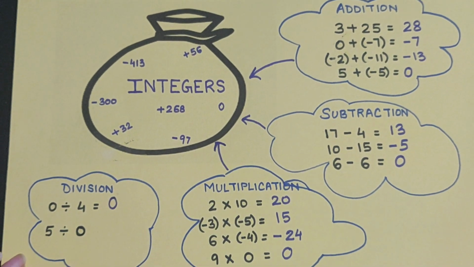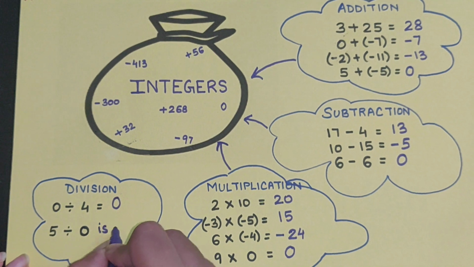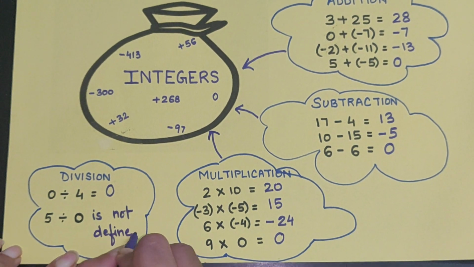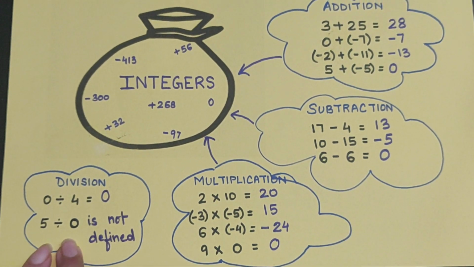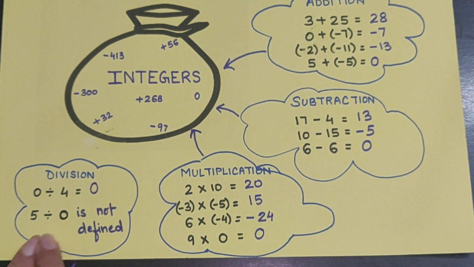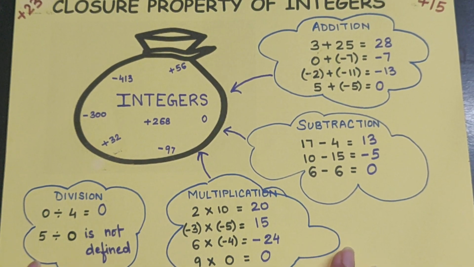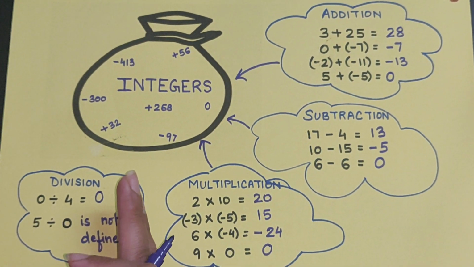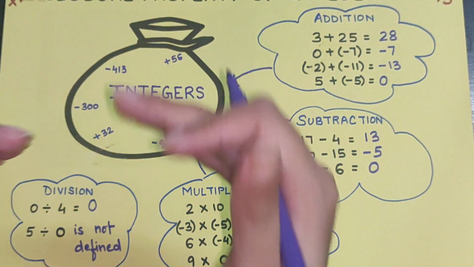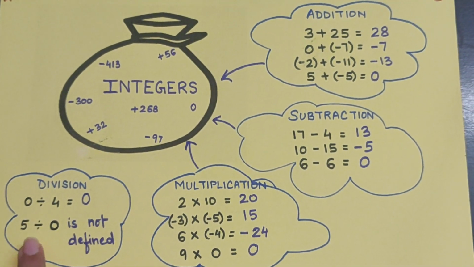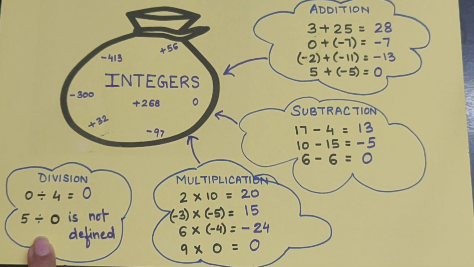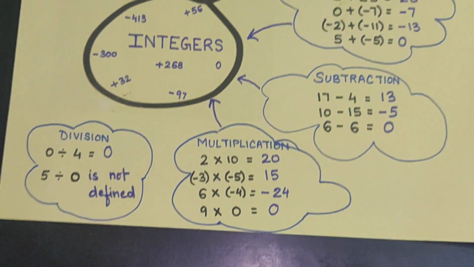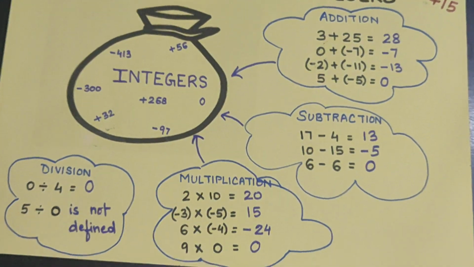And when we try to divide a number by 0, it is not defined. That means we cannot divide any number by 0. So there comes a case where we get an answer which is not there in the bag of integers. Division is one such operation for which we can say that when we divide two integers, the result will not always be an integer, because if we look at this example, we cannot divide any number by 0.